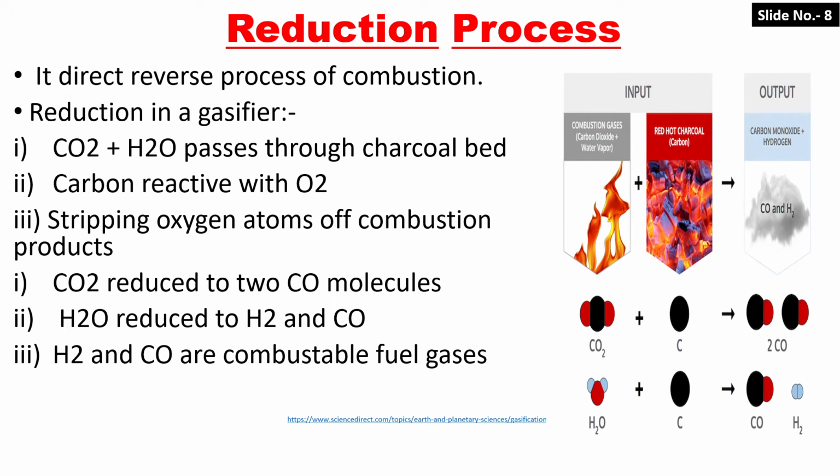Reduction in a gasifier is accomplished by passing carbon dioxide or water vapor across a bed of red hot charcoal. The carbon in the hot charcoal is highly reactive with oxygen. Through this process, carbon dioxide is reduced by carbon to produce two carbon monoxide molecules, and water is reduced by carbon to produce hydrogen and carbon monoxide. Both hydrogen and carbon monoxide are combustible fuel gases, and those fuel gases can then be piped off to do desired work elsewhere.